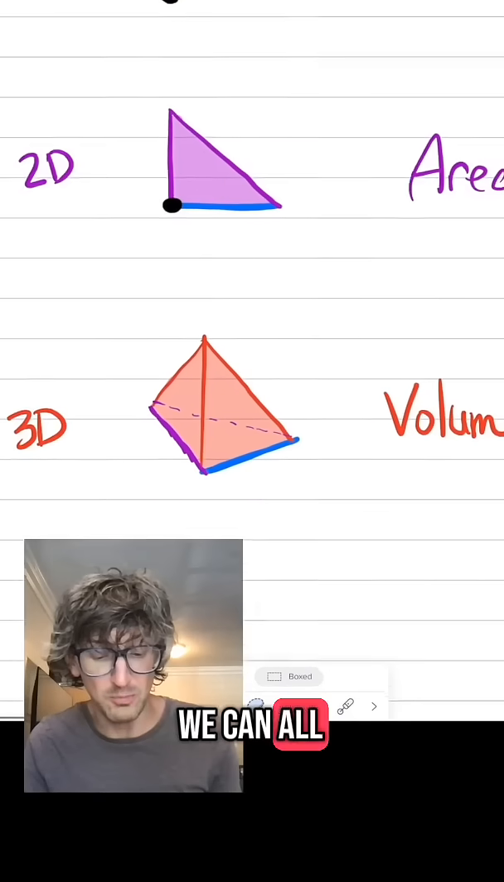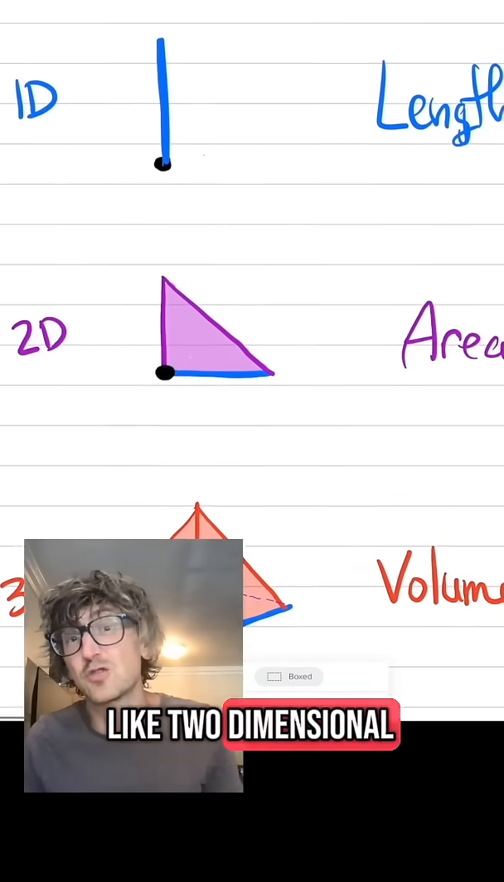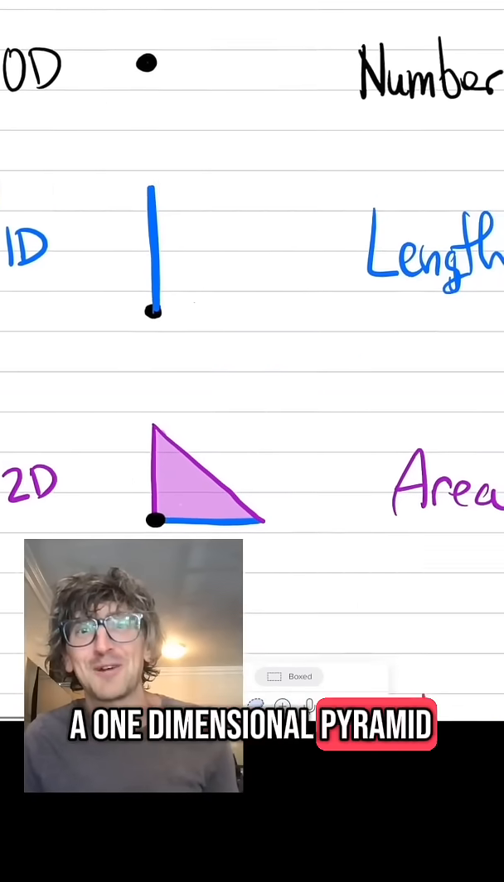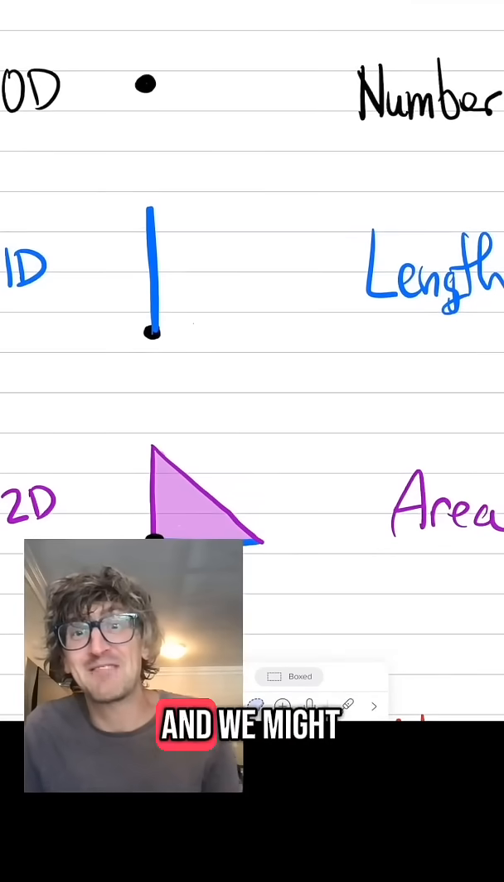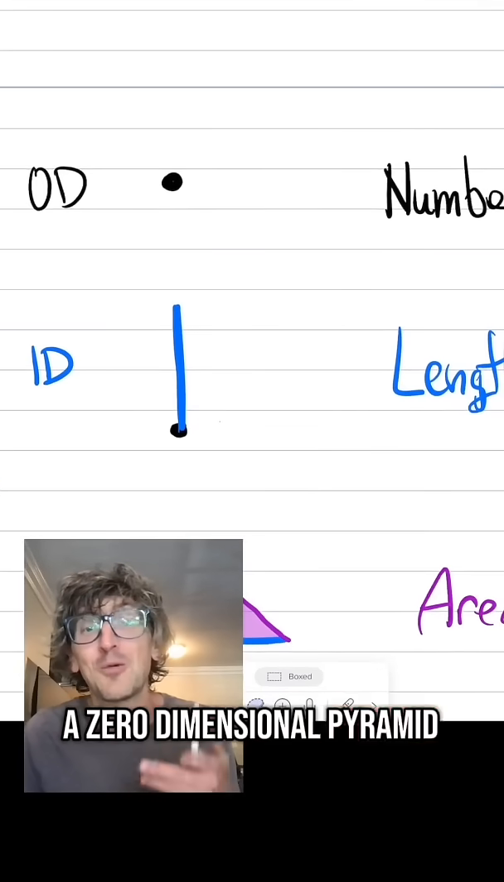Well, I bet we can all agree that this shape here is a pyramid. There are actually two-dimensional pyramids, and we call them triangles. And there's even a one-dimensional pyramid. It has a base and a height, and we might just call that a line segment. And there's even a zero-dimensional pyramid, which is just a point.